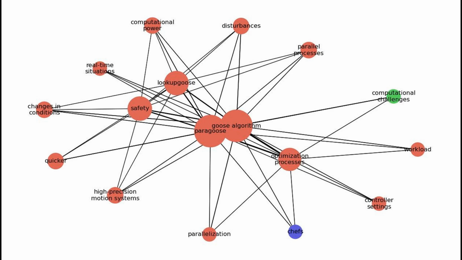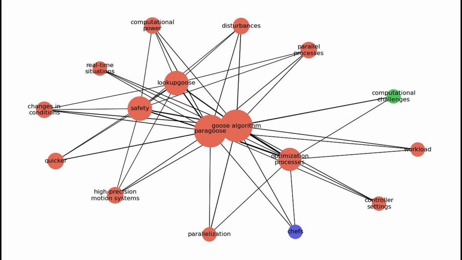expensive compared to ParaGoOSE. While both methods aim to maintain safety and stability, ParaGoOSE is designed to be quicker and requires less computational power, enabling faster adjustments to be made in real time. By using these parallel processes, the modified GoOSE algorithm can keep pace with the changes required in high-precision motion systems, similar to how multiple people can complete a cooking task faster than just one.